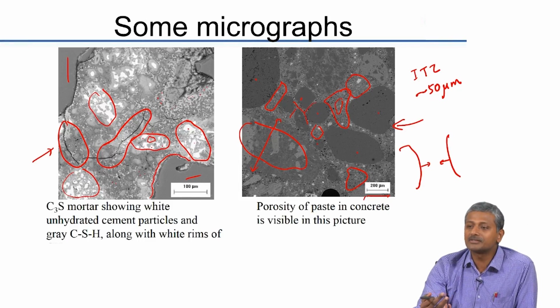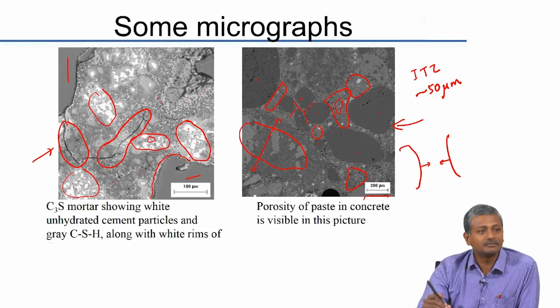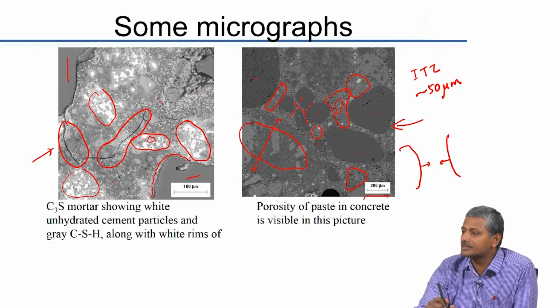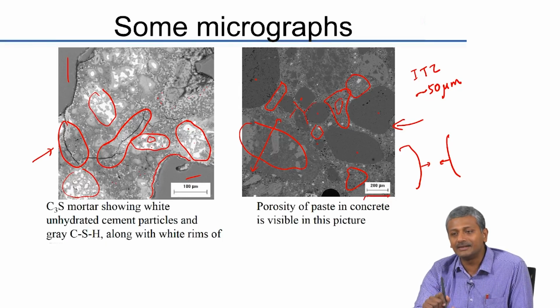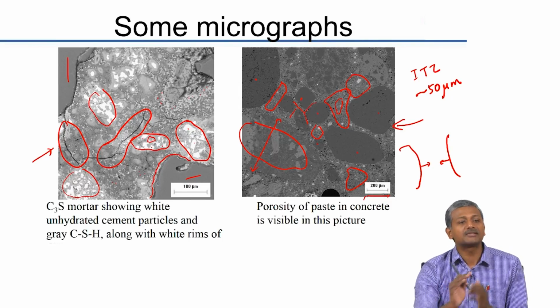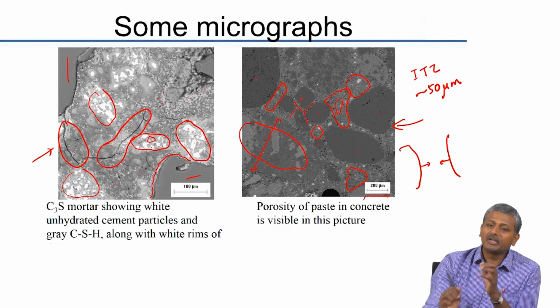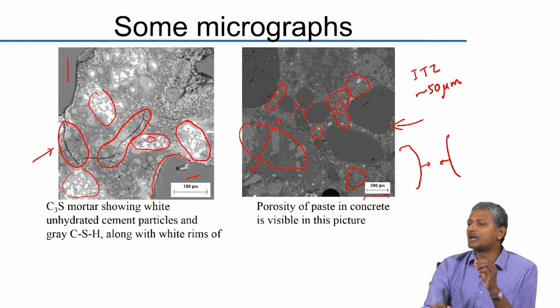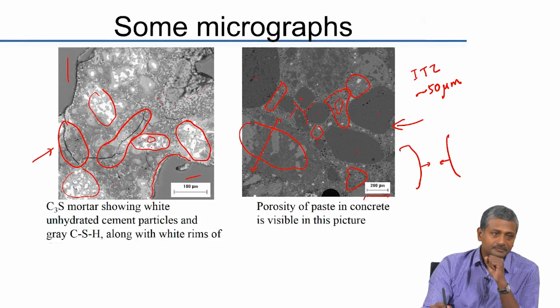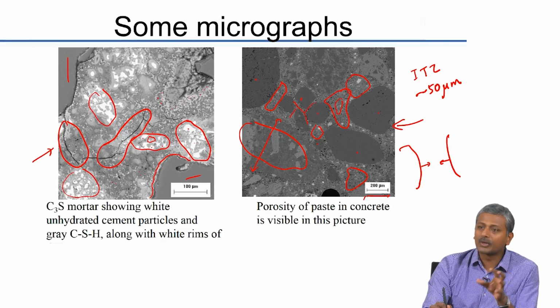But there are arguments which are supportive of ITZ also. I will show you later when it comes to strength and durability studies that our understanding of ITZ as the layer of paste around the aggregate, which is much weaker than the rest of the paste, seems to be quite strong because it supports a lot of the other experimental observations that we actually notice. And that we will look at when we actually get to this discussion of strength and durability.